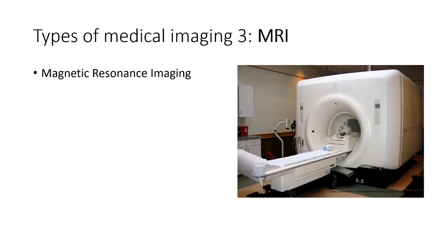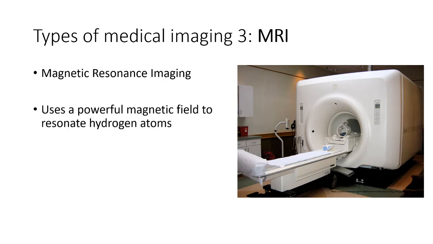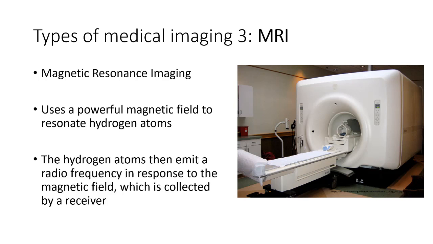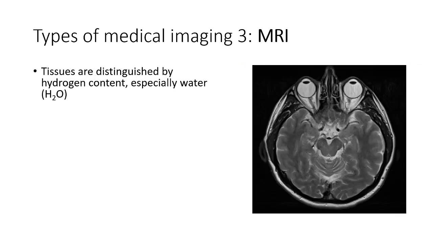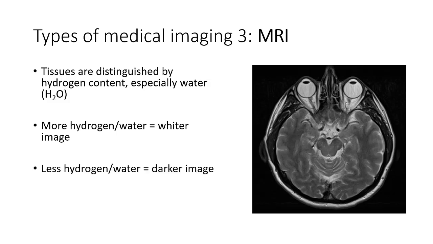The third type of medical imaging we will discuss is the MRI, or magnetic resonance imaging. MRIs use powerful magnetic fields to resonate hydrogen atoms. The hydrogen atoms then emit a regular frequency, which is collected by a receiver, and that turns the reception into an image. In the image, tissues are distinguished based on their hydrogen content. The more hydrogen or water is present, the whiter the image. The less hydrogen or water is present, the darker the image.